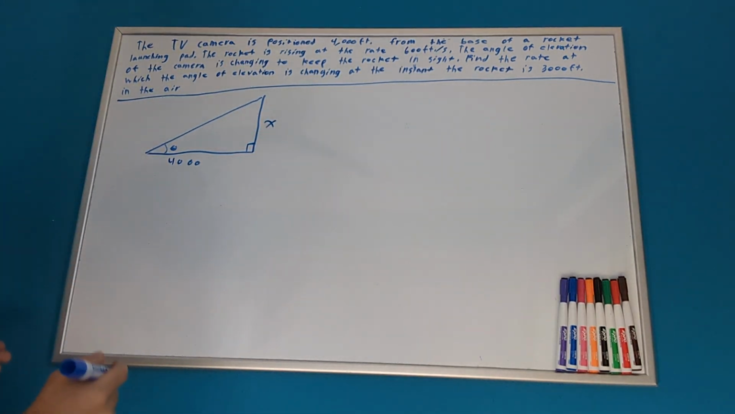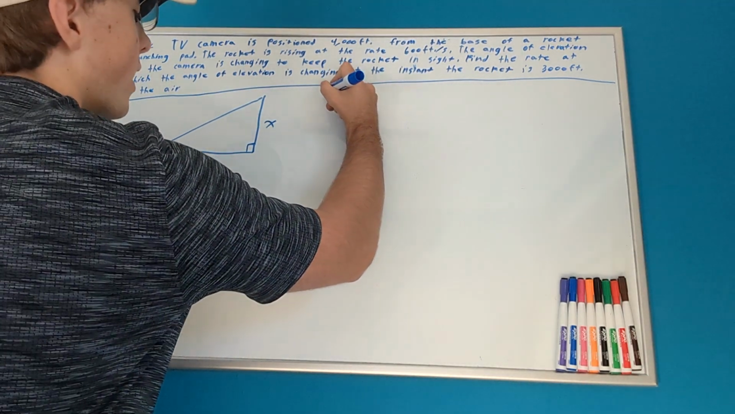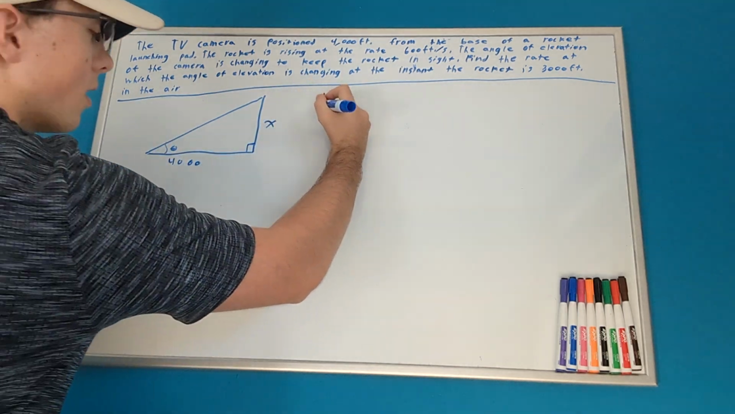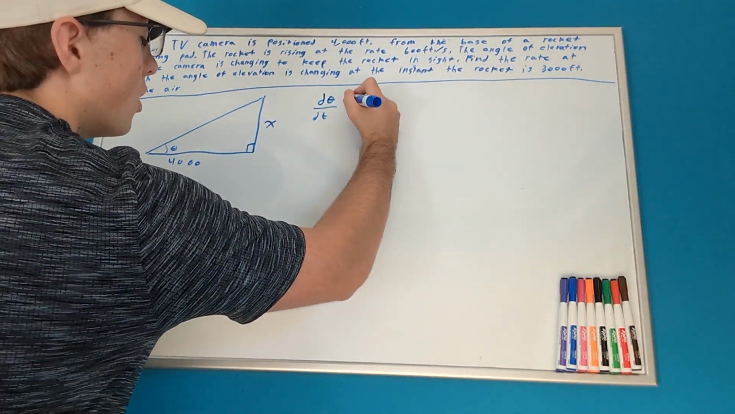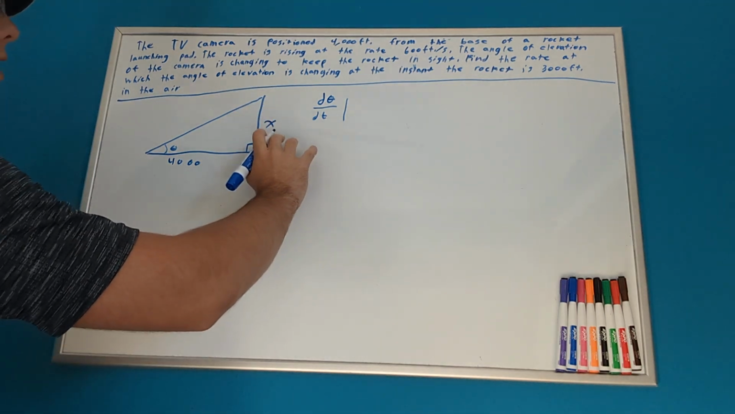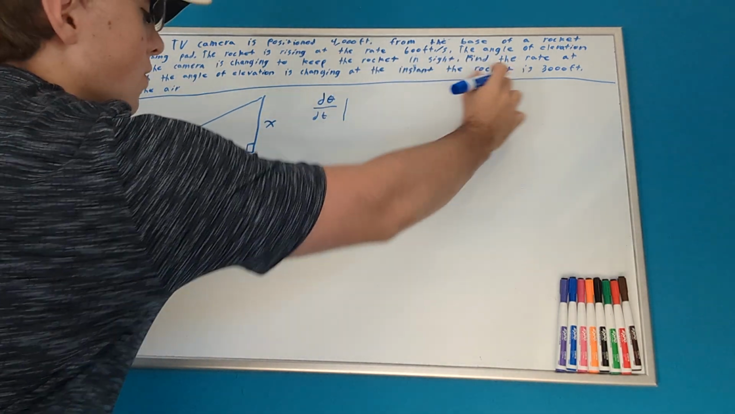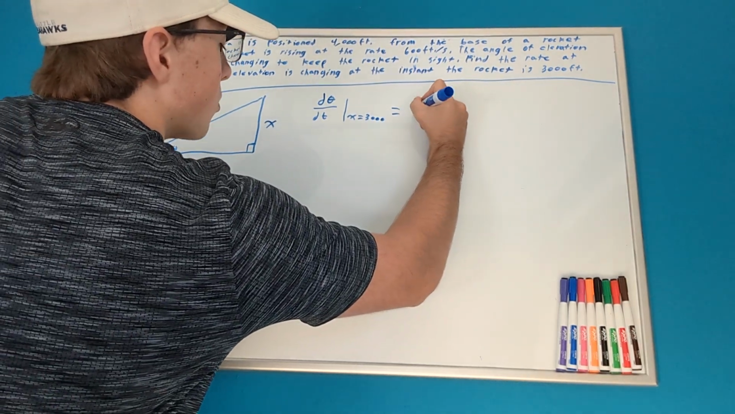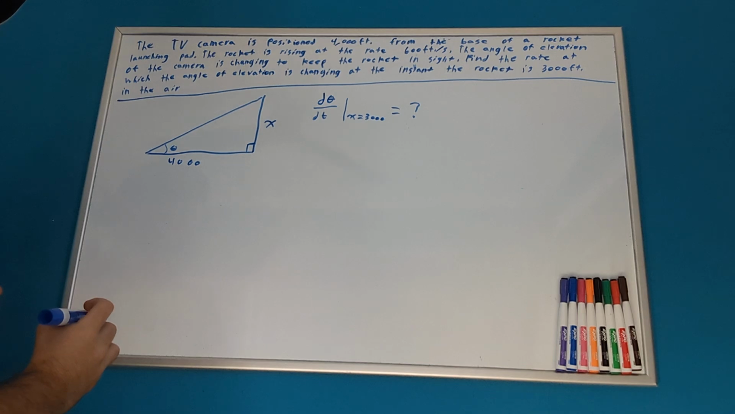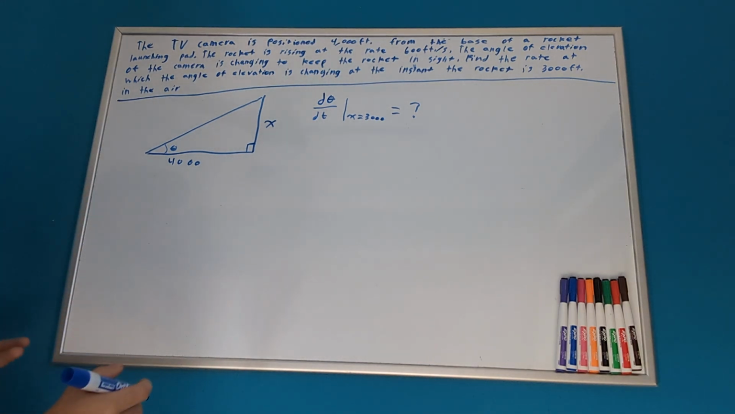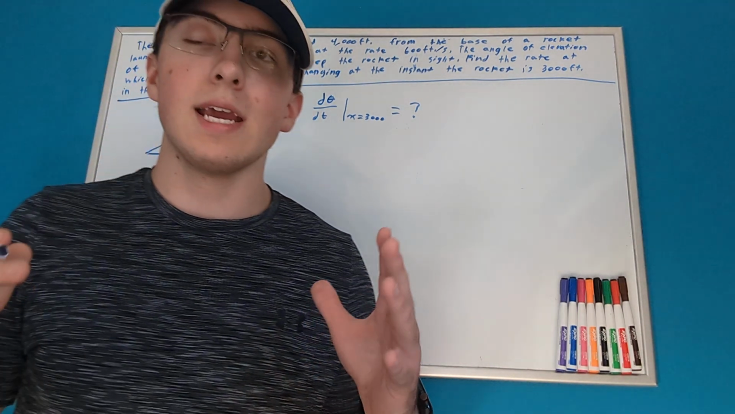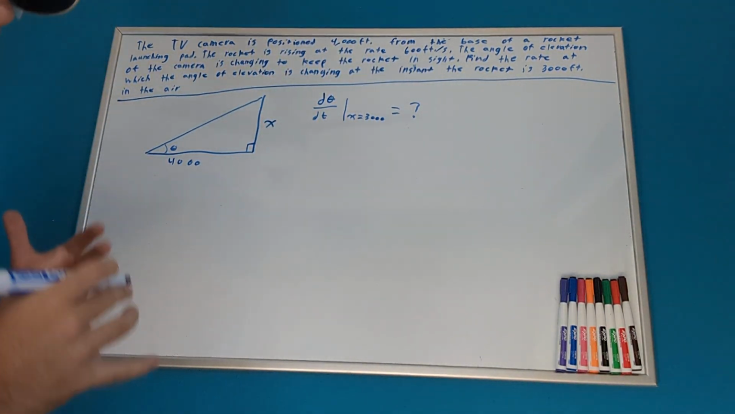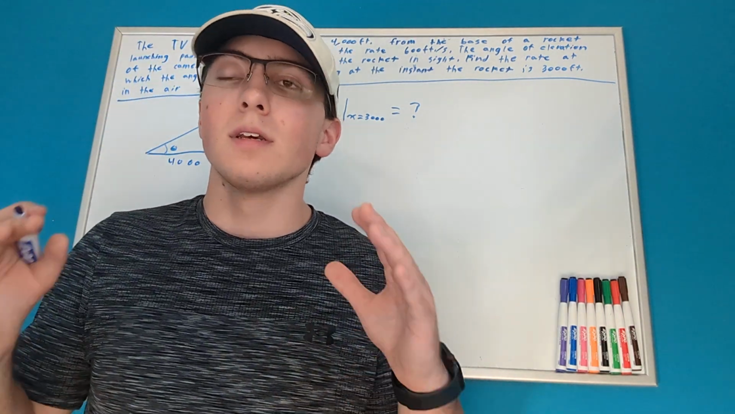Then let's identify what we are actually trying to solve for. We're trying to find d theta over dt, the rate of change of the angle of the camera, when x, the height of the rocket, is 3,000 feet. So x equals 3,000, and that's what we're trying to solve for. Just like last time, we want to begin by finding some equation that will relate both x and theta.